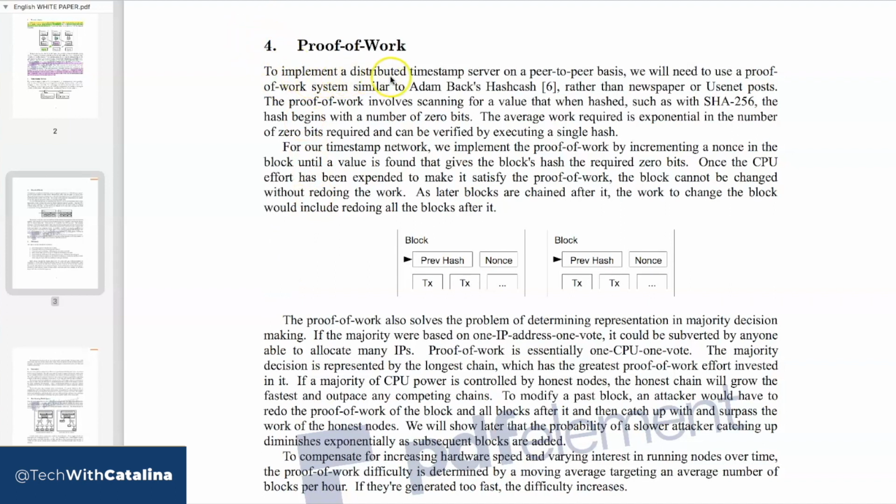To implement a distributed timestamp server on a peer-to-peer basis, we will need to use a proof of work system similar to Adam Back's Hashcash. Adam Back is one of those people that I told you Satoshi mentioned, and from whom Satoshi took the contribution that he had made in the past. I had the honor to meet him and interview him. You can check out my YouTube channel, Tech with Carolina, where you can find more information about why he did what he did and why he was mentioned by Satoshi in the Bitcoin white paper.